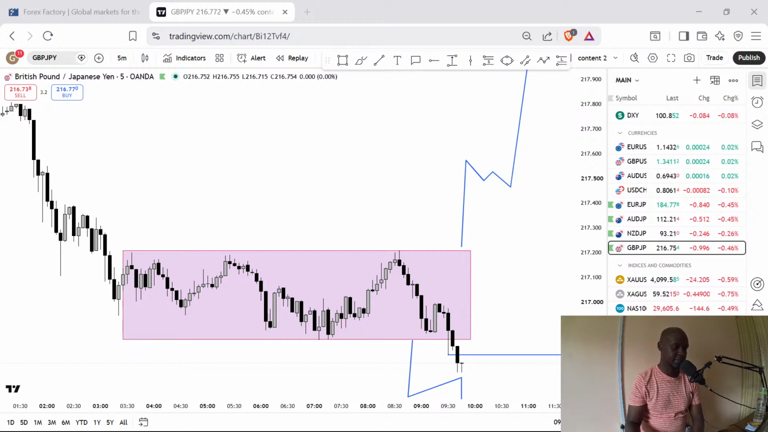I really hope the sound is fine right now. We're not getting the continuation of momentum to the downside, but we still have to wait for the candle to close. It's still early.